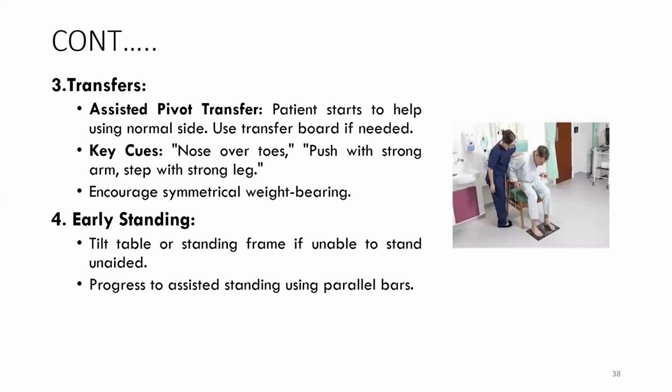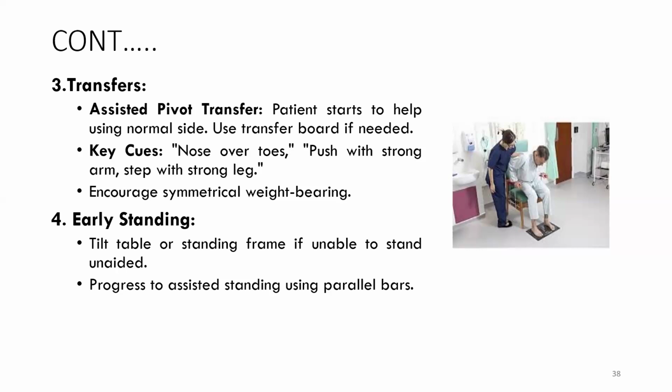So we have the transfers, assisted maybe pivot transfer. The patient will start to help using the normal side, and then you can use a transfer board if the condition requires that. So you encourage as much as possible nose over the toes, and then you push with the strong arm. For instance, maybe there is a chair with support, and as much as possible, you can ask the patient not to use the sound side. The patient should use the affected side and press on the chair and then come into standing. As much as possible, encourage equal weight bearing, equal weight distribution on either the left side or the right side of the lower limb and also the upper extremities.